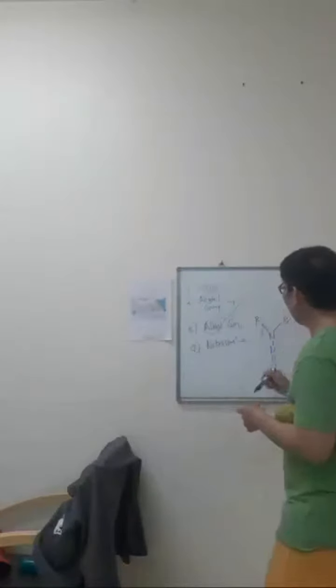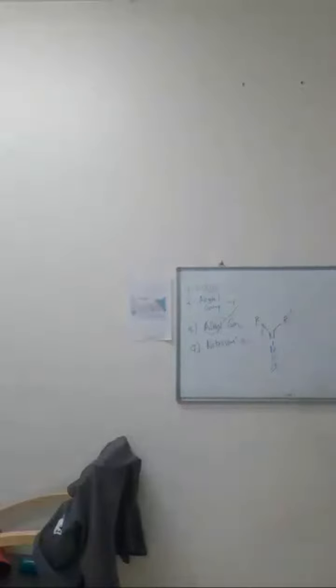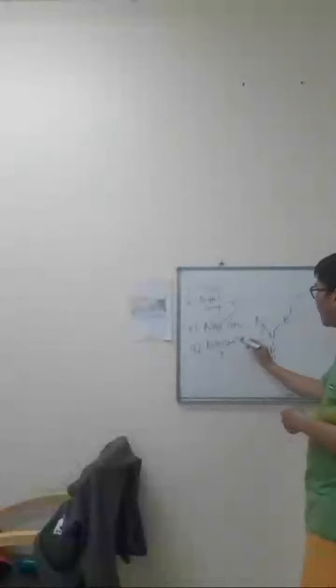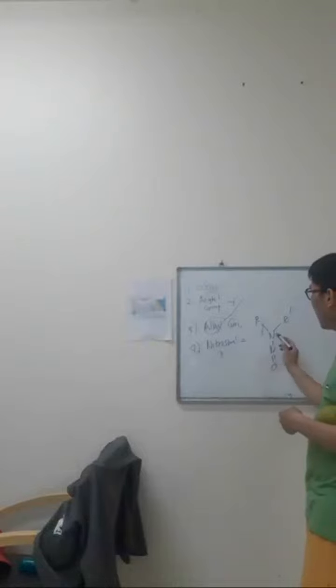Nitrogen, double bond oxygen. Take note. In nitrosamine, there's no carbon atoms. Take note. In nitrosamine, there's no carbon atom. It's only the alkyl R, the nitrogen, and the oxygen. There's no hydrogen. Take note also.